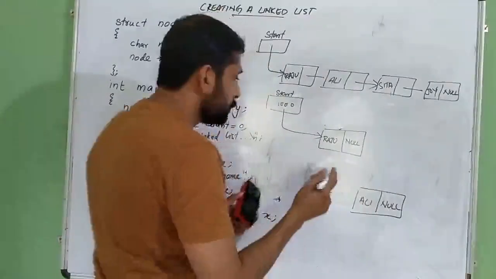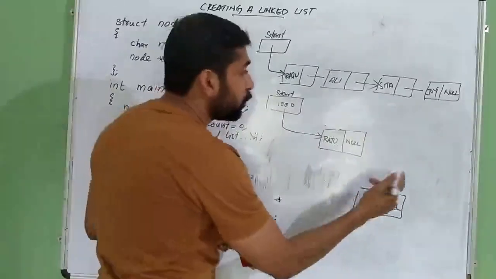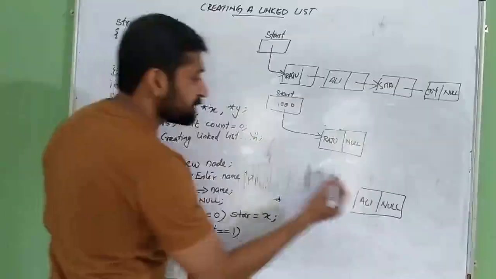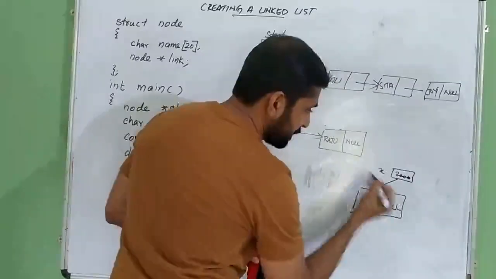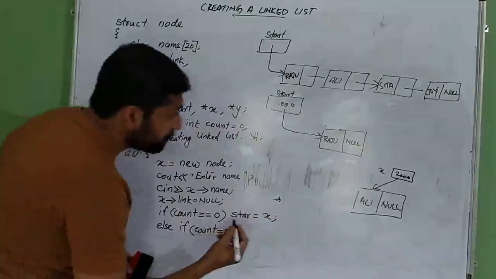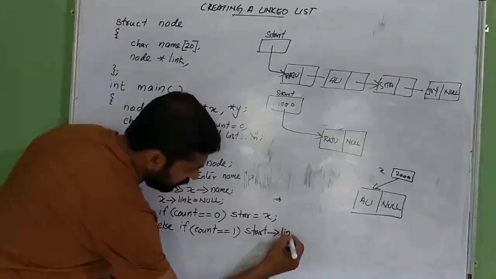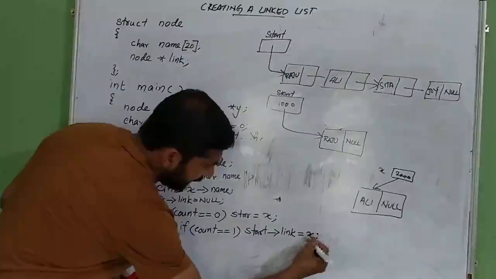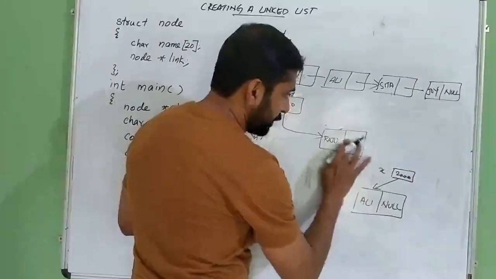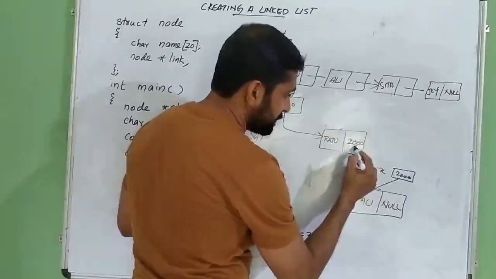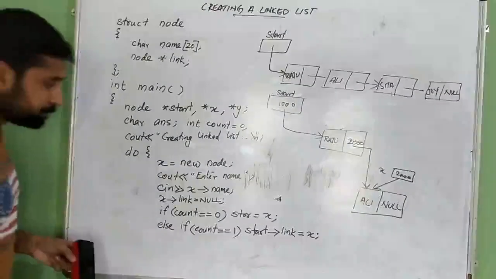So we shall write start arrow link equal to x. Here we have created this x, let x contain say 2000, it is something like this. So we write start arrow link equal to x. So what happens? This 2000 will be stored here, which means this points this.